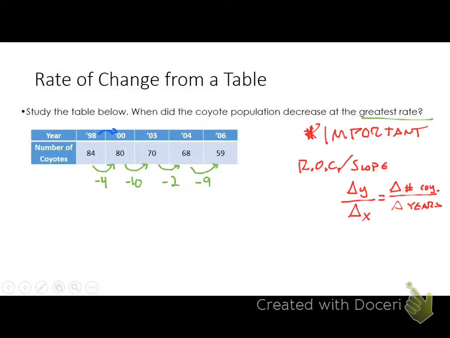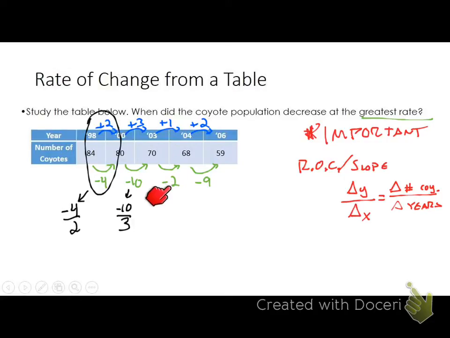Here, to go from 1998 to 2000, that's an increase of 2. And then an increase of 3, an increase of 1, and then an increase of 2, okay? And so if we actually turn these into ratios with our change in y over our change in x, let's see what we get. Here I get negative 4 over 2 for that first one. Here I get negative 10 over 3. Then we got negative 2 over 1. And then we got negative 9 over 2.